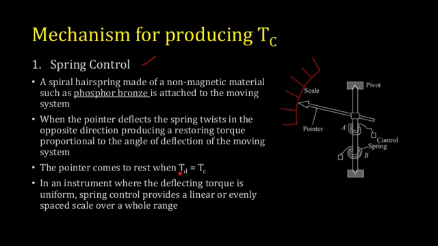So the pointer will come to rest when TD is equal to TC. At that time one of your springs will be in compressed position and the other will be in expanded position. Generally your TC is directly proportional to theta, the angle by which it moves. We will see the derivation later, and you will get a uniformly spaced scale or uniform scale.